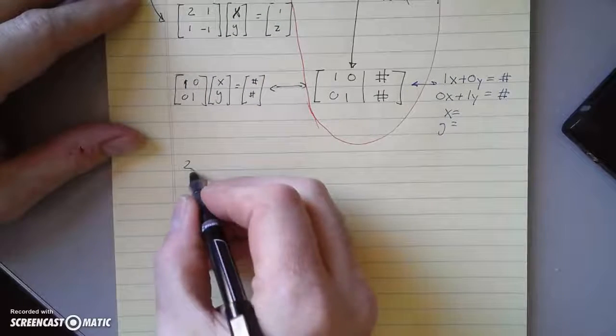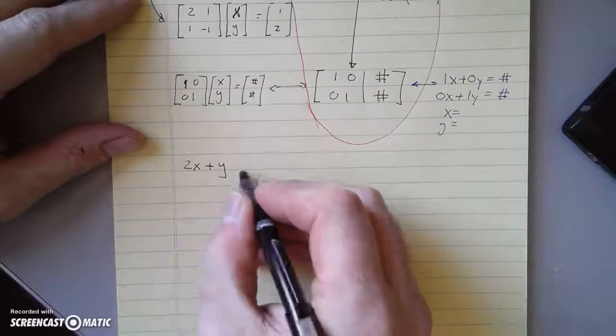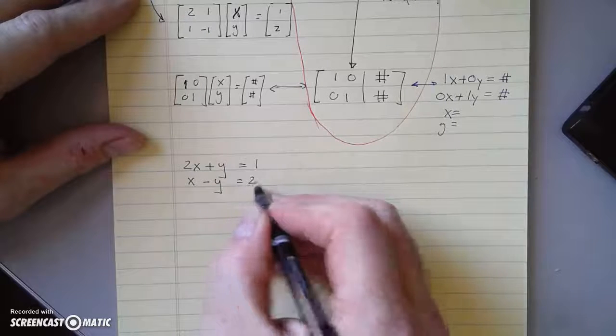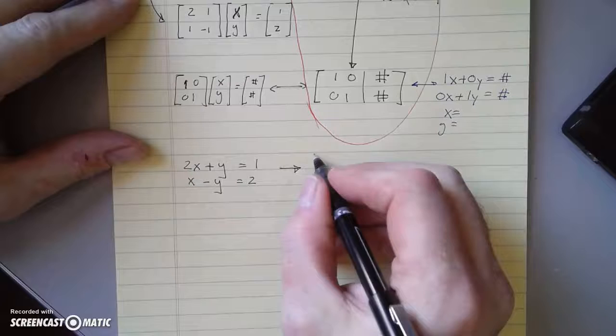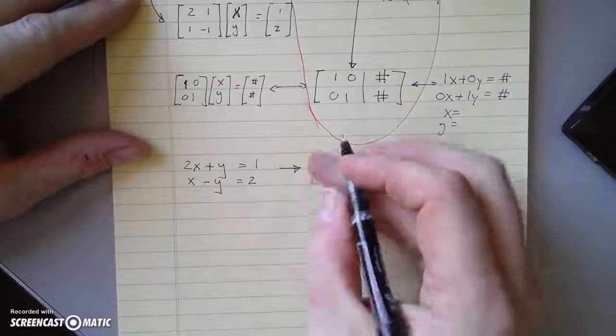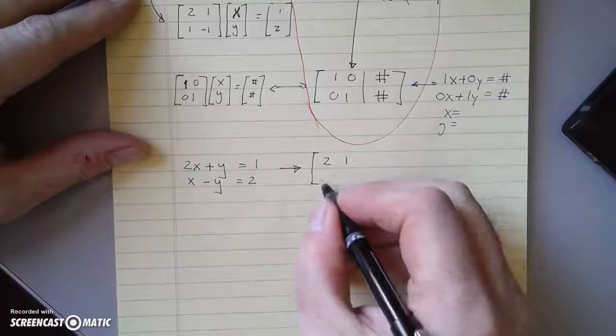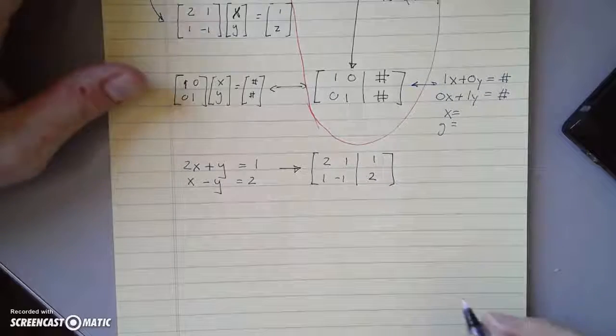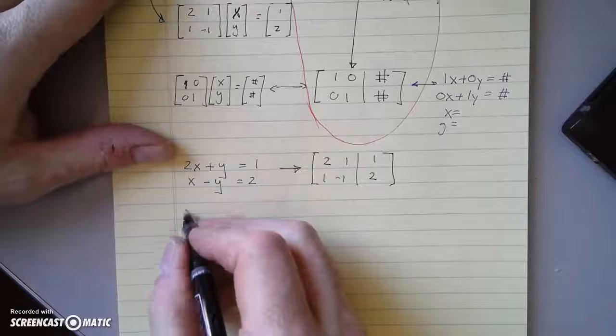Again, this is a simple problem. We don't need the methods of 2.1 to do this. But it's a good start. So we rewrite our equations into the augmented matrix. And then here's how it goes. Step 1.